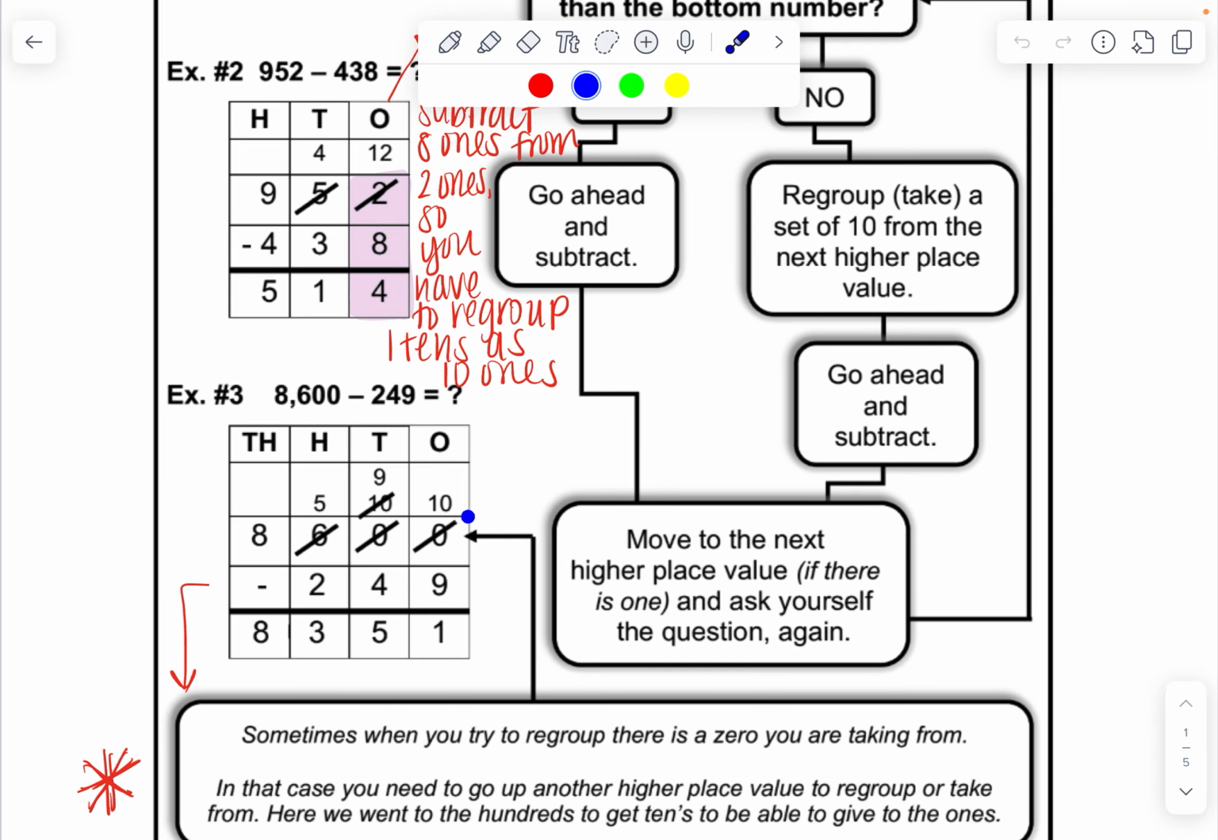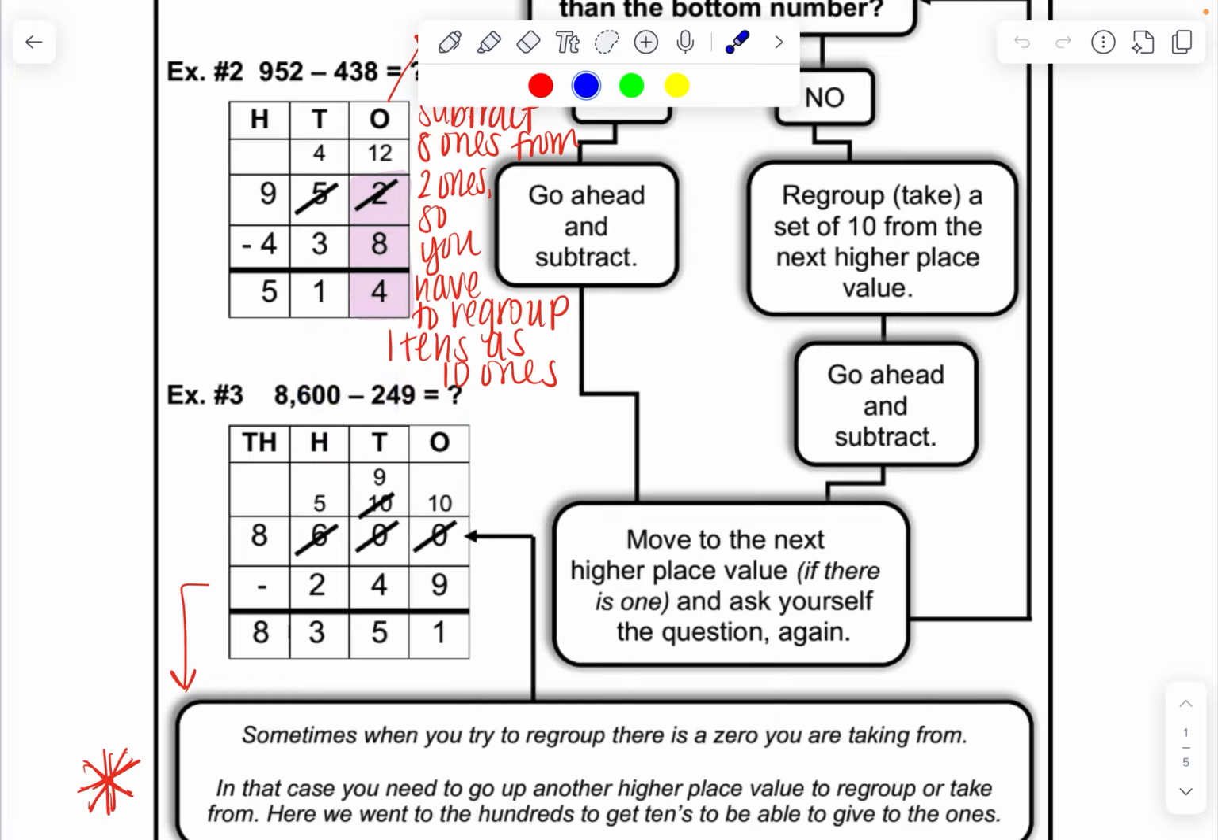So following the steps, the first question we need to ask ourselves is the top number greater than the bottom number? 0 is not greater than 9, right? So in a typical example, we would move to our tens place and try to change that $10 bill to 10 $1 bills. However, what we see is that we don't have any tens. So we then have to go to the hundreds place.